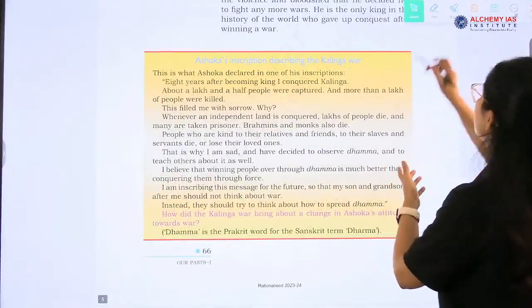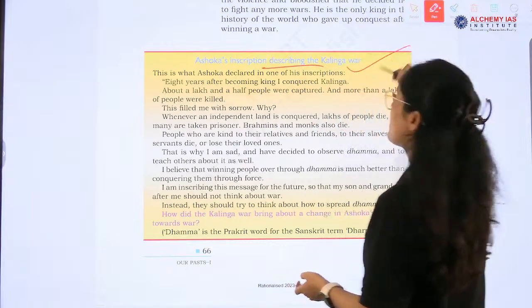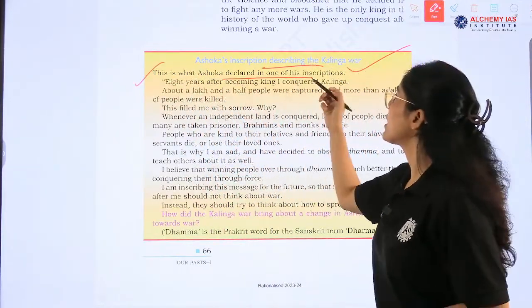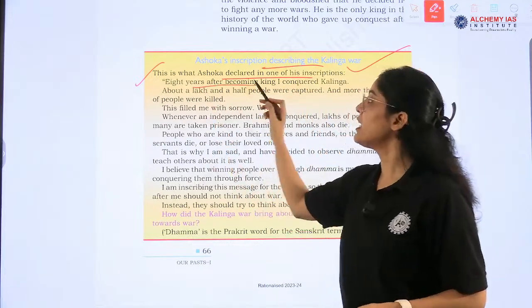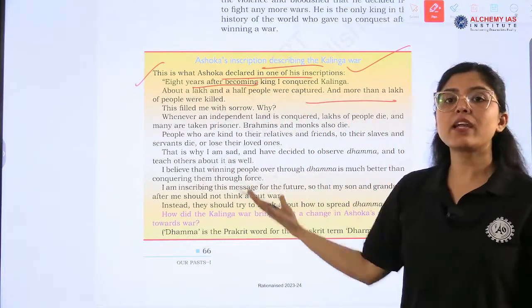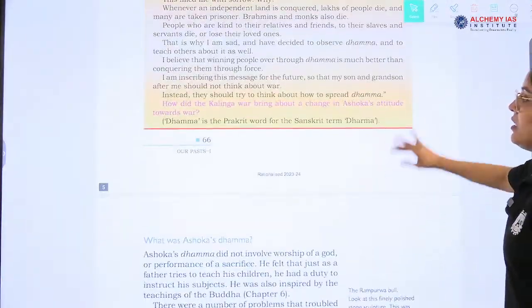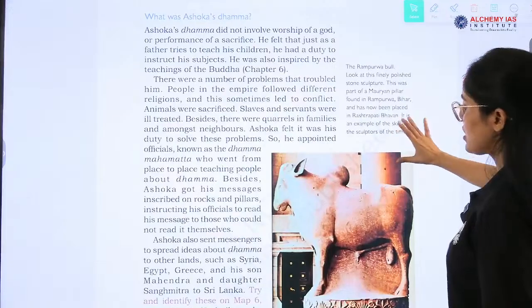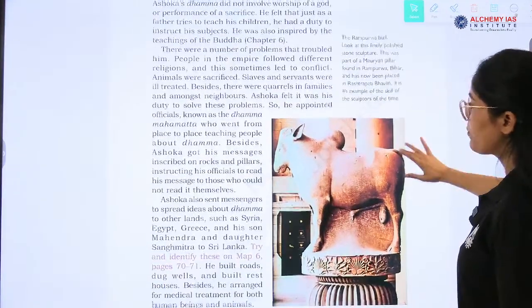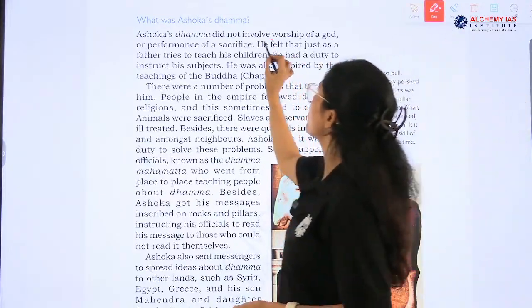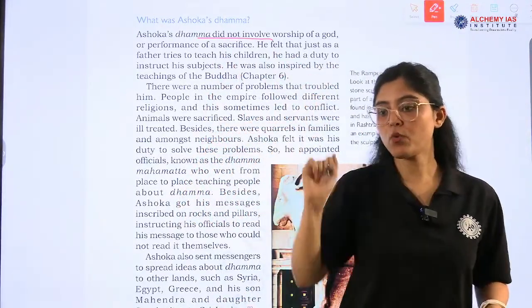And now see Ashoka's inscription describing the Kalinga war. This is what Ashoka declared in one of his inscriptions: 8 years after becoming king, I conquered Kalinga. So you can read this information. Next is, what was Ashoka's Dhamma? Very important questions come from this part. So Ashoka's Dhamma, what was it exactly?